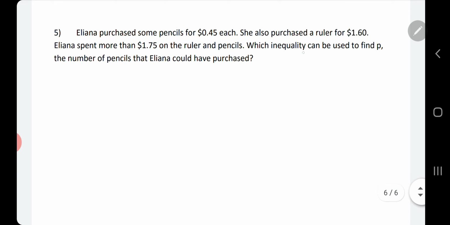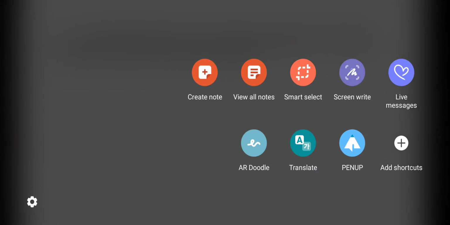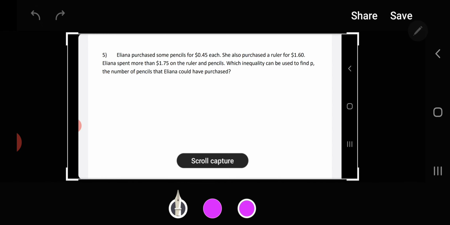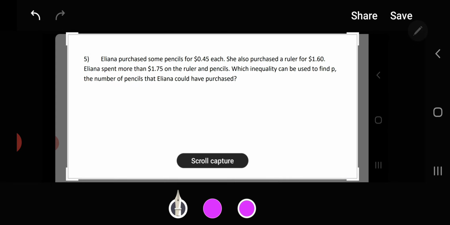Next question. Hopefully I explained this one a little bit better. Let's see here. Ellen purchased some pencils for 45 cents each. Once again, that's a keyword for me, each. Usually that indicates we need to attach a variable. She also purchased a ruler for $1.60. Eliana spent more than $1.75 on the ruler and pencils. Which inequality can be used to find P, the number of pencils that Eliana could have purchased?